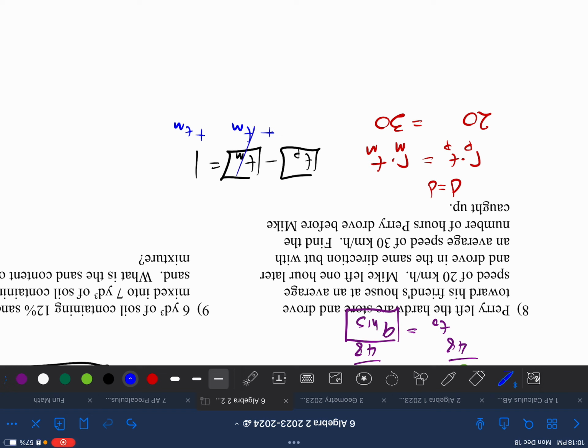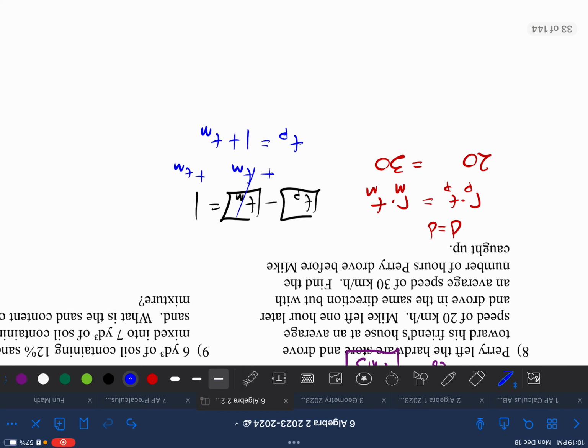And that's going to be, Perry's time is going to be 1 plus the time for Mike. And we're going to plug that back in. We can say it's going to be 1 plus the time for Mike, and this is going to be the time for Mike. Don't forget that we need to distribute again. So this 20 is being multiplied by 1. It's going to be 20. 20 times time for Mike is going to be 20 time for Mike. It's going to be equal to 30 time for Mike.